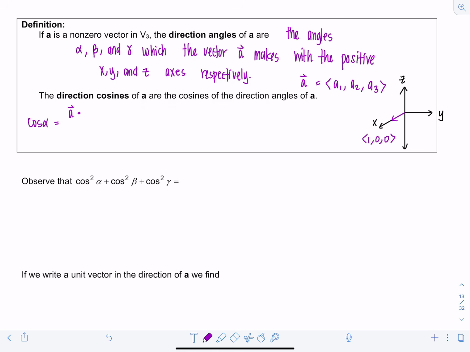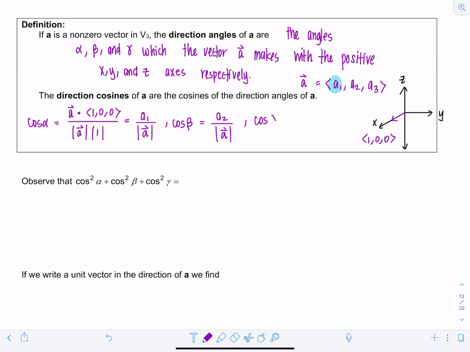So I have A dotted with 1, 0, 0 divided by magnitude of A, and I hat is a unit vector, so its magnitude is 1, which you can clearly see. Oh, and then I'm going to end up with, if I take A and dot it with 1, 0, 0, only the first component's going to survive. So in the numerator, I'm going to have A1 over magnitude of A. And then similarly, what would cosine of beta be? Well, you'd have A dotted with 0, 1, 0, so only A2 would survive in the numerator over magnitude of A.